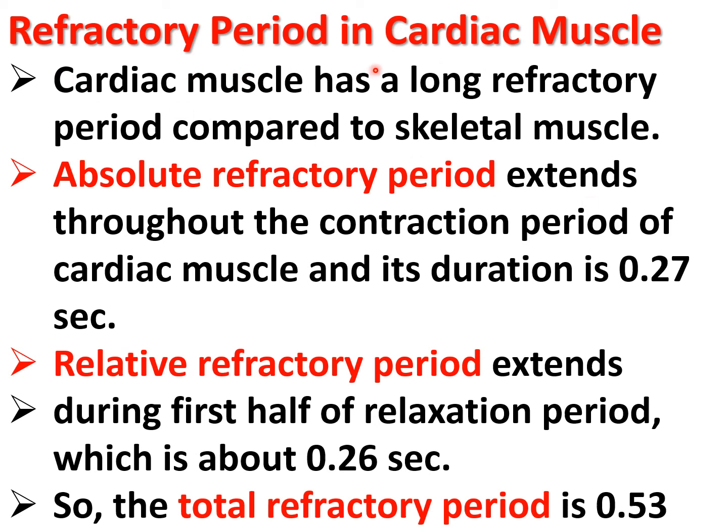Now refractory period in cardiac muscle. Cardiac muscle has a very long refractory period as compared to skeletal muscle. Absolute refractory period extends throughout the contraction period of cardiac muscle and its duration is about 0.27 second, and relative refractory period extends during the first half of the relaxation period and is about 0.26 second. So total refractory period is about 0.53 second.